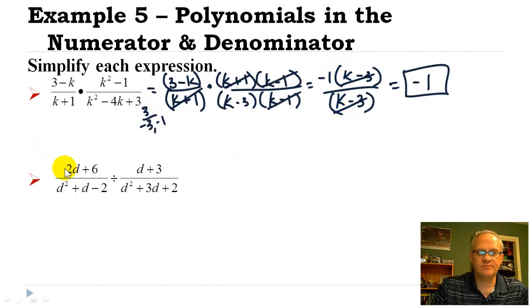All right, division. Let's start by factoring here the 2d plus 6. We can take out a GCF of 2, and then we have d plus 3. On the bottom, trinomial.